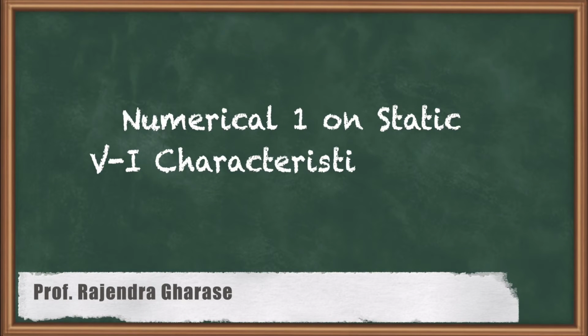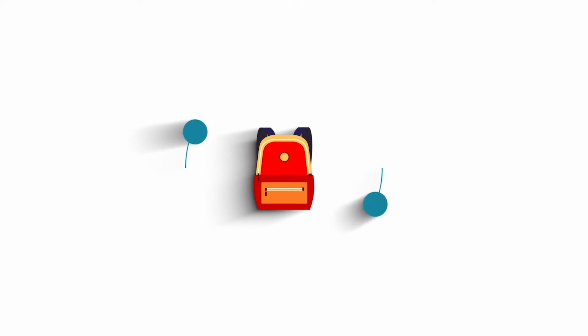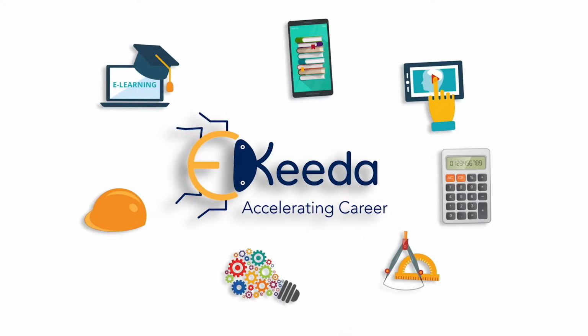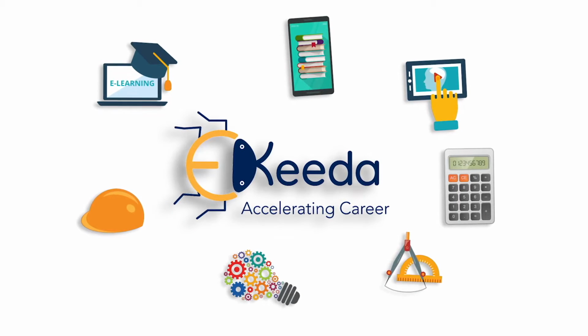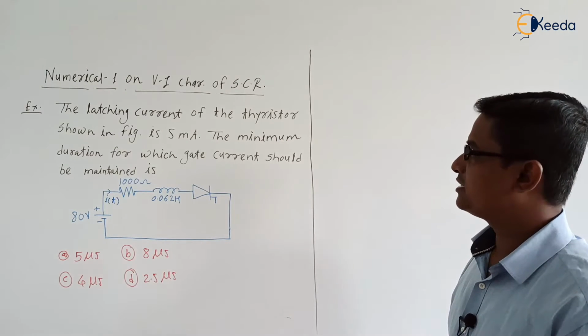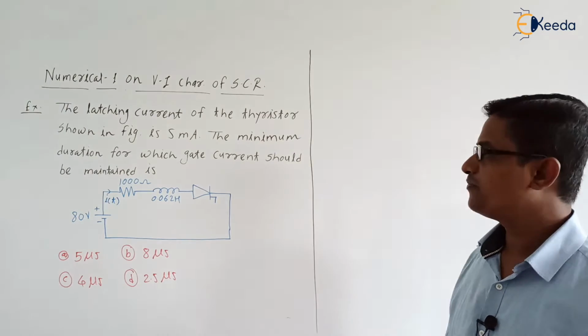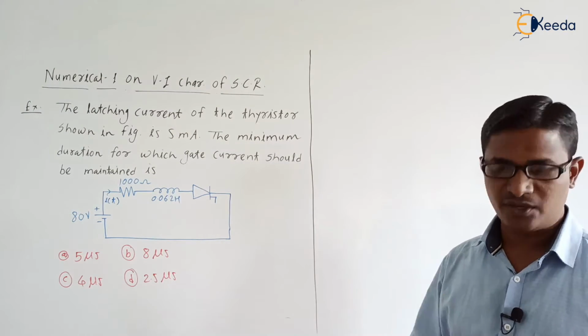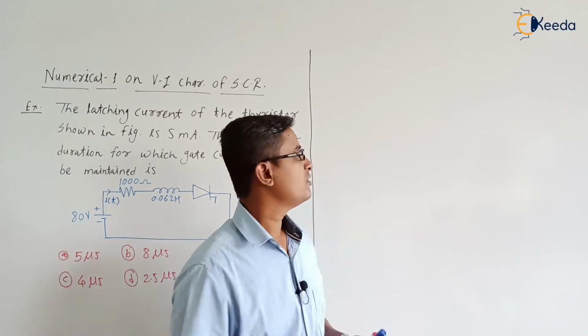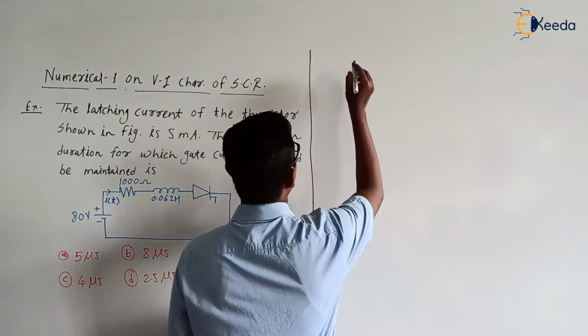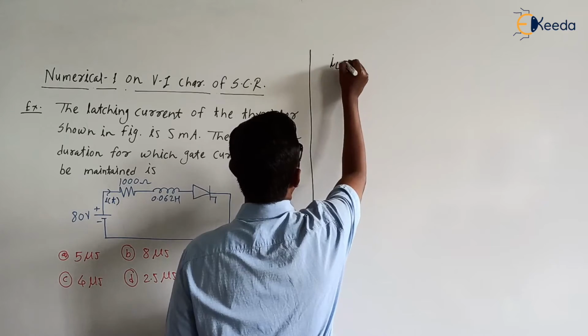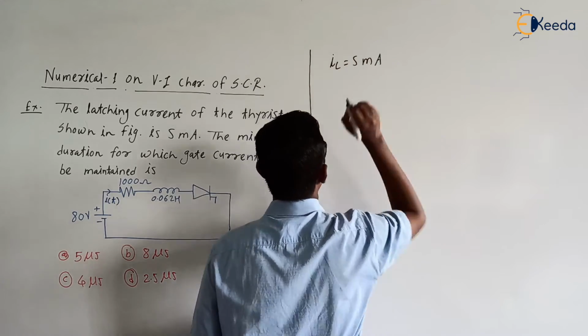Hello friends, in this video we are going to discuss the numerical based on the VI characteristic of the SCR. Please read the numerical carefully. The latching current of the thyristor shown in the figure is 5 milliampere. They have given the latching current, which is equal to 5 milliampere. So I am writing here IL is equal to 5 milliampere.